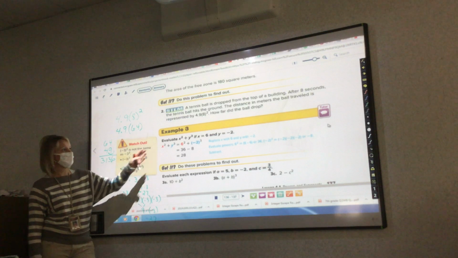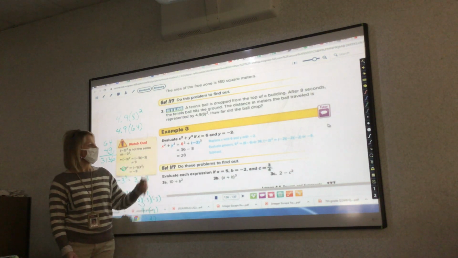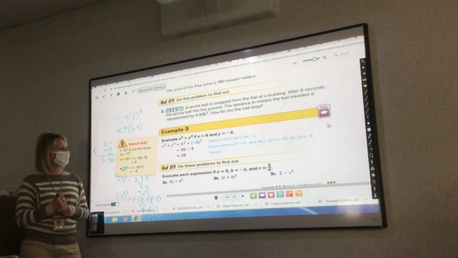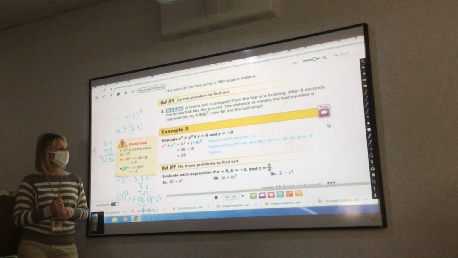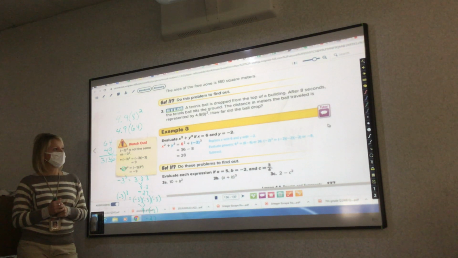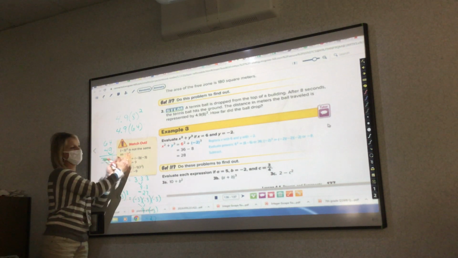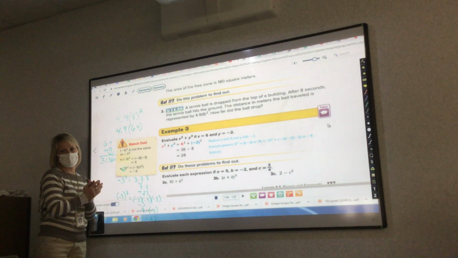Okay, in our next example, we are just introducing some variables with this. We have x squared plus y cubed. If x equals 6 and y equals a -2. Here's where this watch out stuff comes in handy, okay?